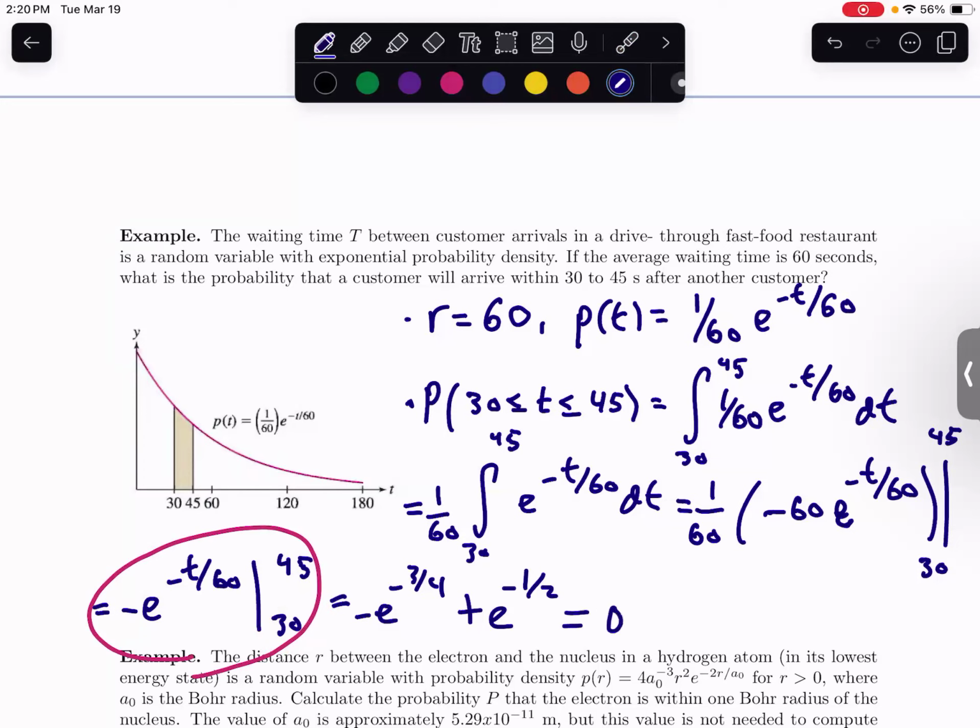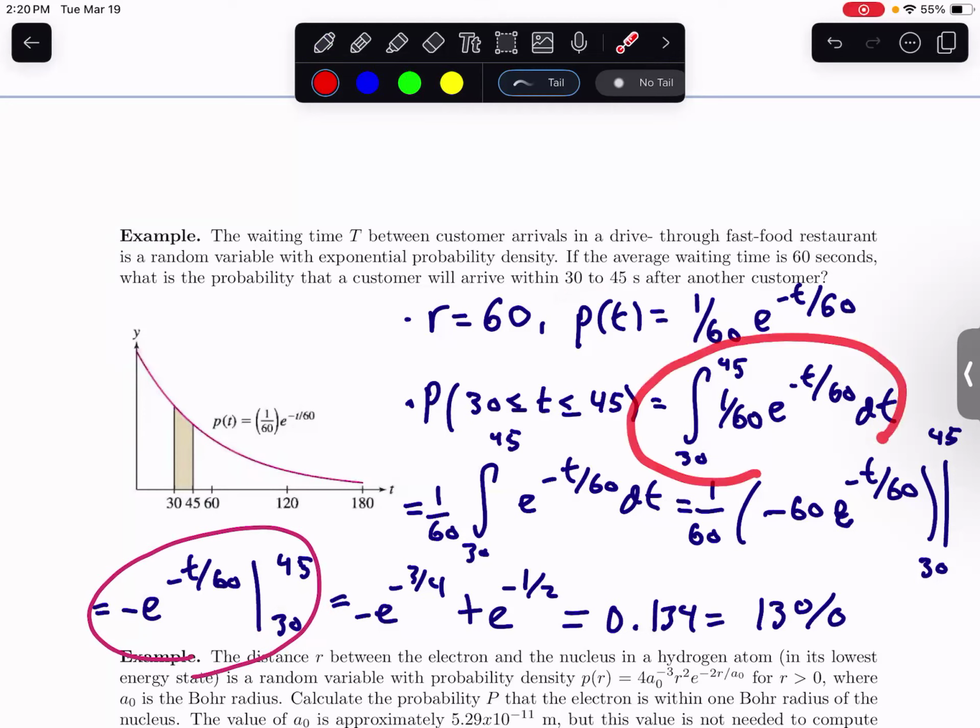So this ends up being equal to 0.134, which is equal to 13%. So there's a 13% chance that another customer will arrive within 30 to 45 seconds. So it's just a matter of computing this integral right here.